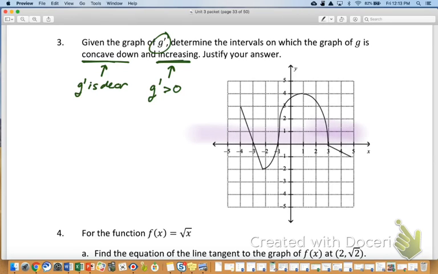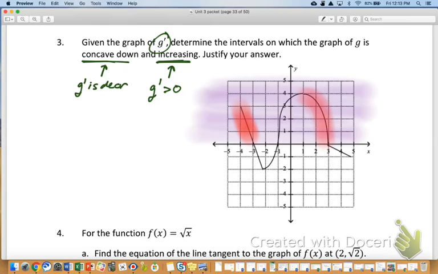And then I'm also going to be wanting to bring in the other piece of the puzzle. I want to be looking for where G prime is decreasing because I want G to be concave down. So I'll highlight this in red. So G prime is decreasing here and here. And those are the places where our two shadings essentially overlap. So those are going to be the two intervals on which G is concave down and increasing.